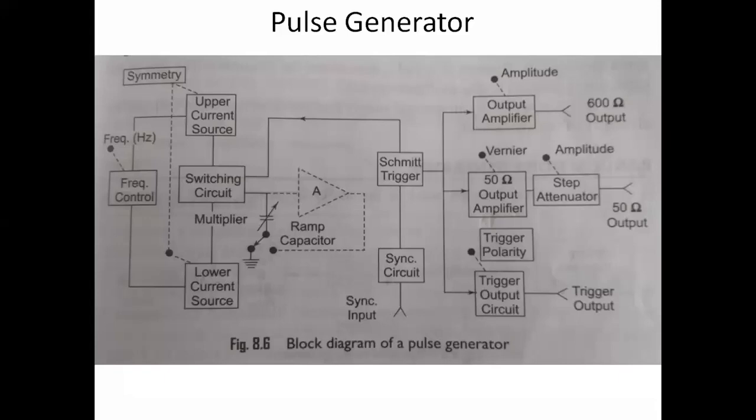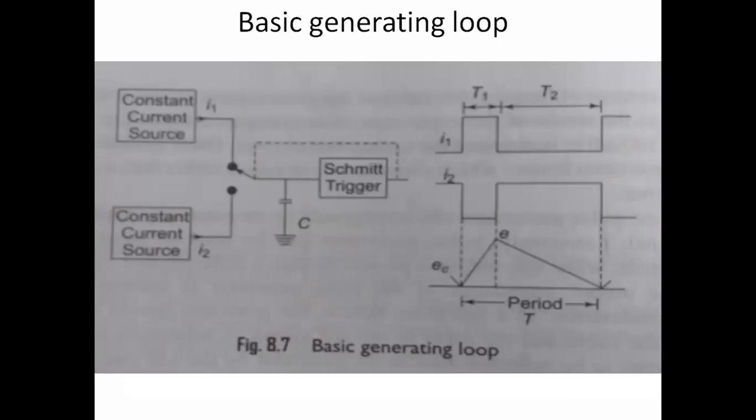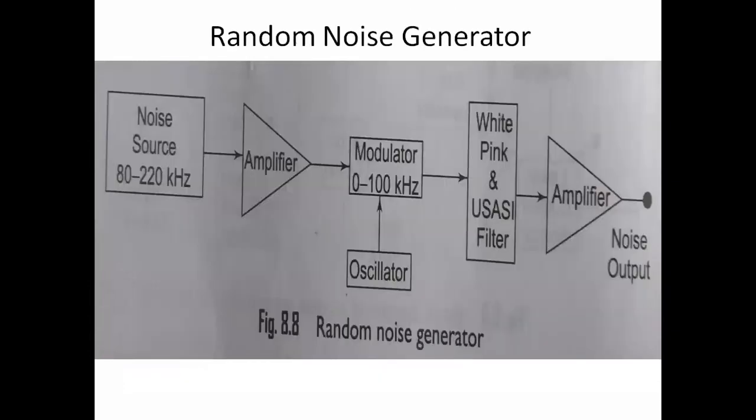If the pulse width of the generated waveform is half of the period of the pulse, then it is nothing but a square wave. So with this we can generate the square waveform as well as the pulse waveform. Both waveforms can be generated. And the next one is the random noise generator.